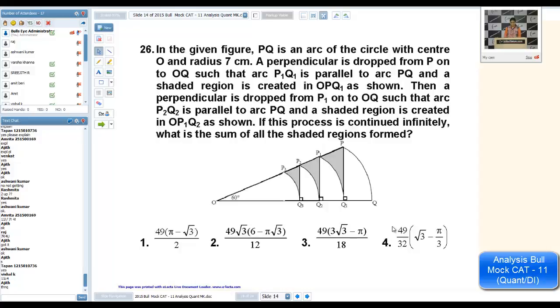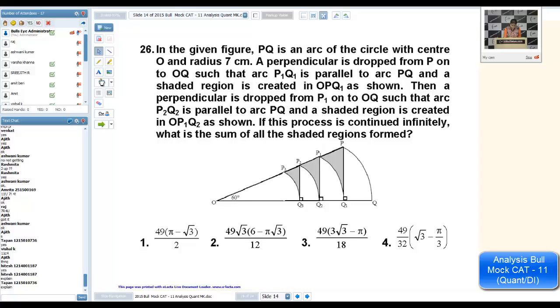26th. Nice question, long question. Actually, it was a very, very easy question if you solve it. We want to find the shaded region. Okay, let us see, Tapan and Hitesh. See what is given. In the given figure, PQ is an arc of the circle with center O and the radius is 7 centimeter.